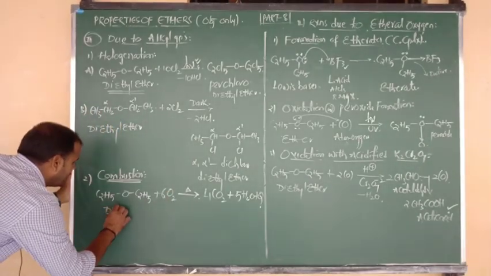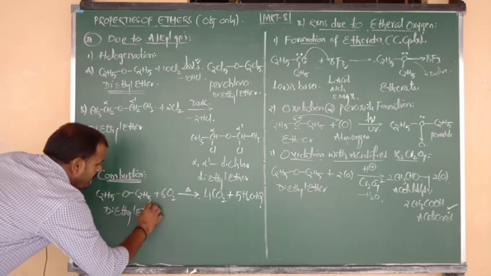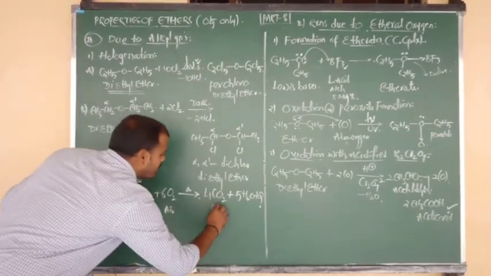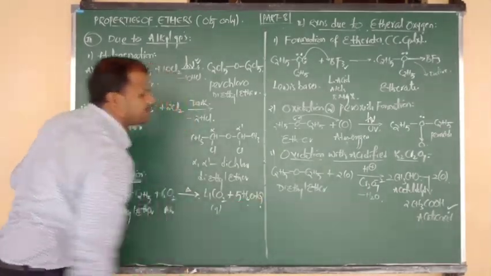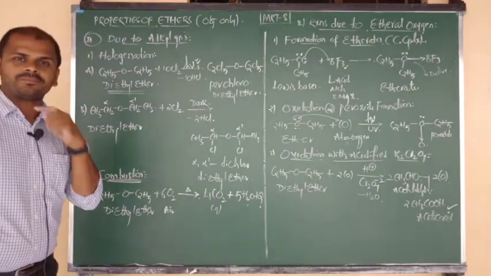So diethyl ether upon oxidation or combustion with air or oxygen, the product formed is CO2 gas along with the liberation of water molecules, and what, beta? Heat energy is released here.